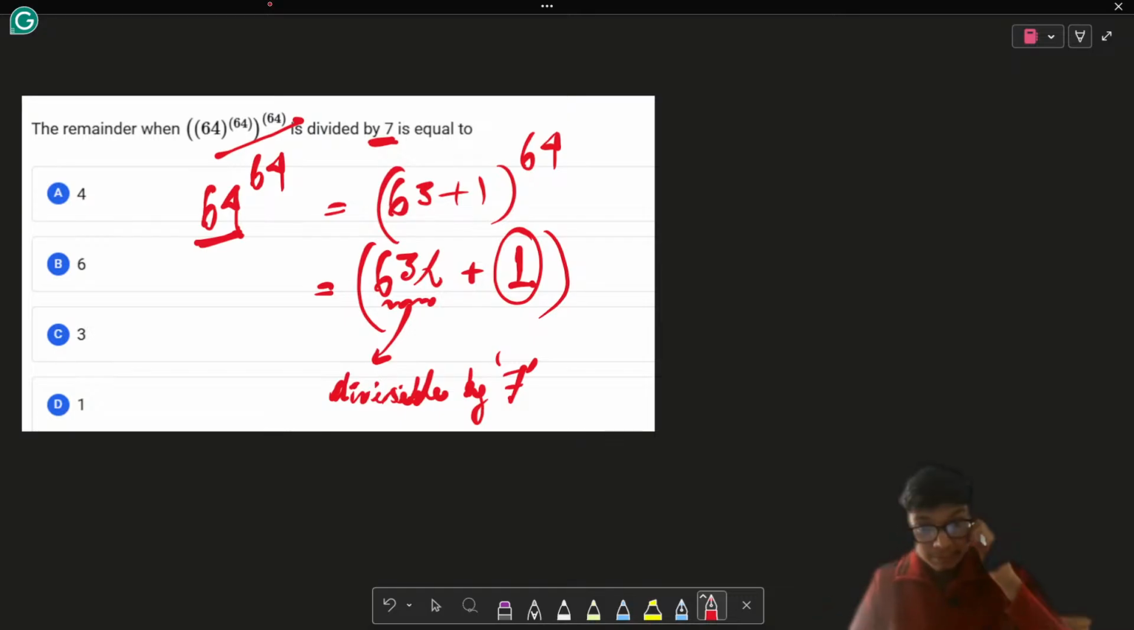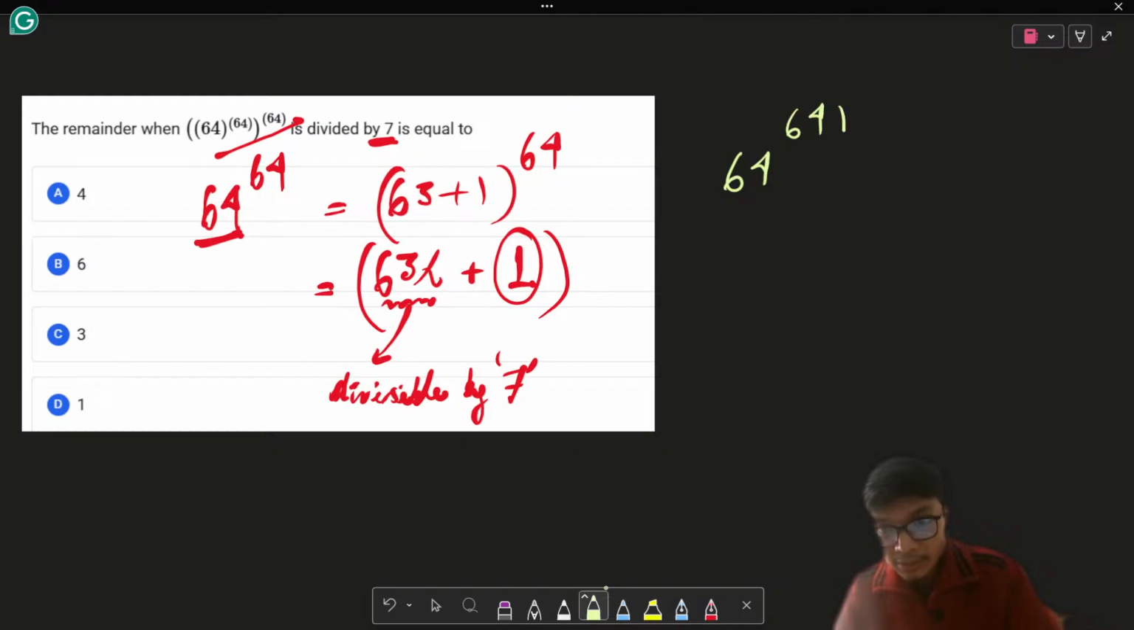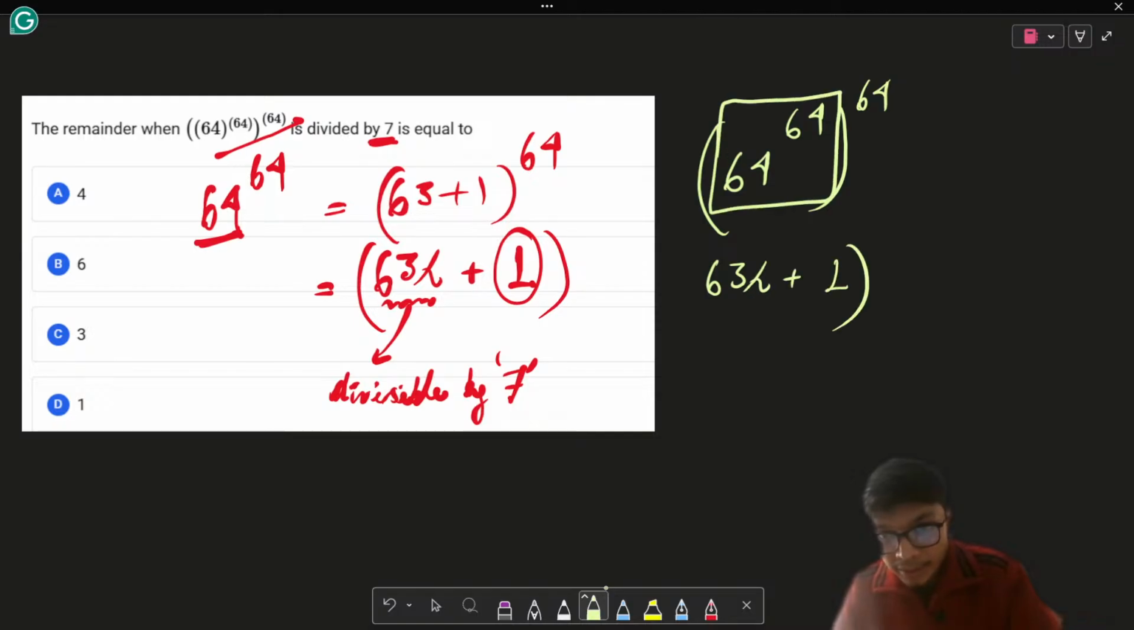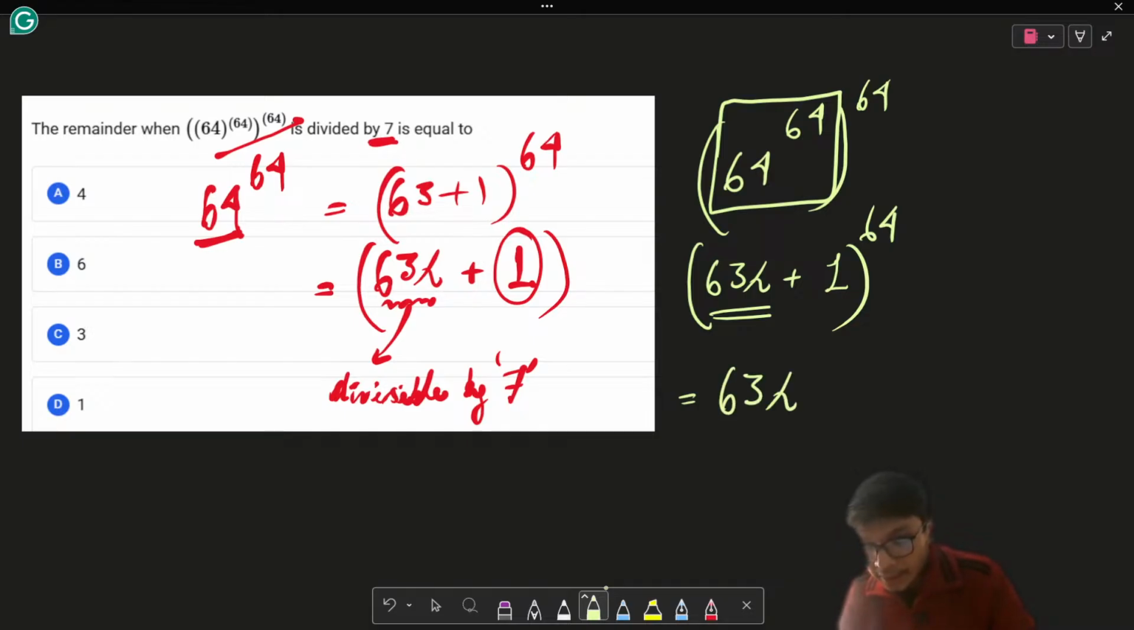Okay, now when we take 64 to the power 64 and whole to the power 64, that basically means this quantity can be expressed as (63 lambda plus 1) whole to the power 64 again, right? This is how we express it. And when we do this expansion again, all the terms except the last are going to be multiples of 63, say 63 times lambda 2. And the last term is again going to be 1.